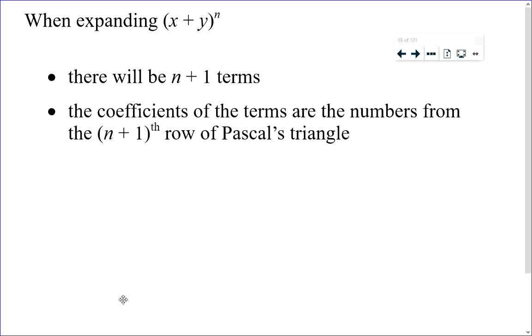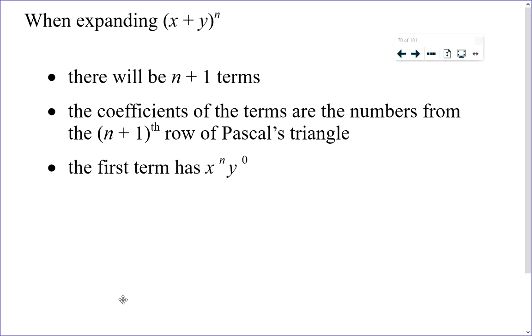Since the coefficients of the terms are the numbers in a row in Pascal's triangle, and we need one more term than n, you have to go to the n plus 1th row of Pascal's triangle. If you need 7 coefficients, you have to go to the 7th row. By the way, if you need 7 coefficients, you're talking about x plus y to the 6.